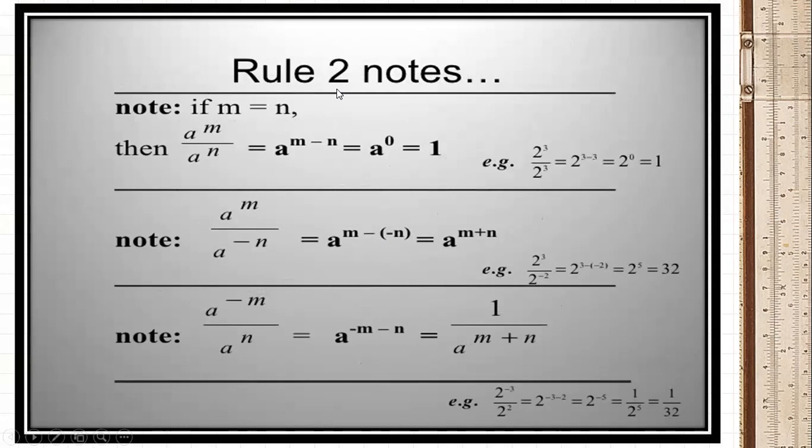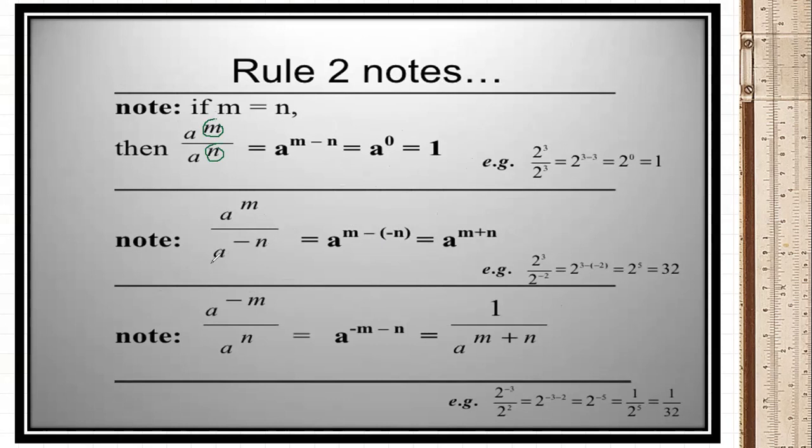Then another thing is that if m is equal to n, that is if you are dividing and the powers m and n are equal, that means that when you subtract this, you'll get 0. So the answer will always be 1, because we said a number raised to the power of 0 is always equivalent to 1.